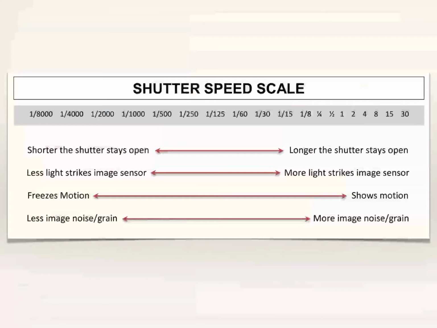When you have a really super fast shutter speed like that, the shorter the shutter stays open, the less light that strikes the image. It freezes your motion, and you don't have to worry about that last one right now because you won't understand what that means.